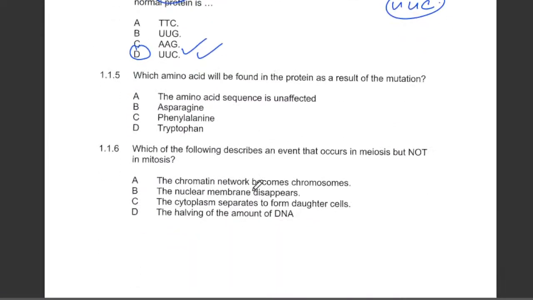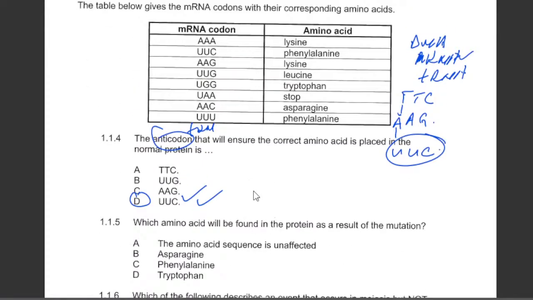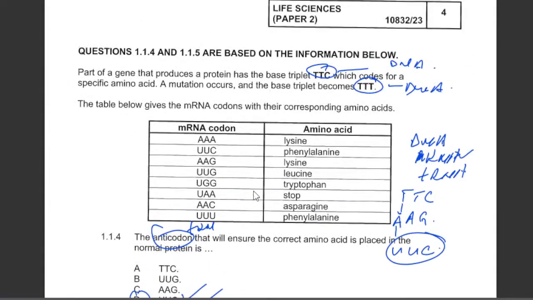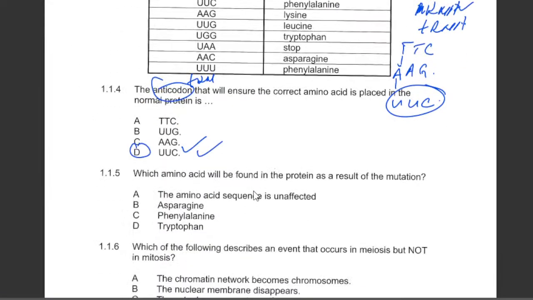Then we go to the next question: which amino acid will be found in the protein as a result of the mutation? Which one is going to be correct as a result of the mutation? Since we are looking at the mutation, we have to go back and look at which one it is. So they are saying which amino acid will be found in a protein as a result of the mutation. The amino acid sequence will not change, or is unaffected.